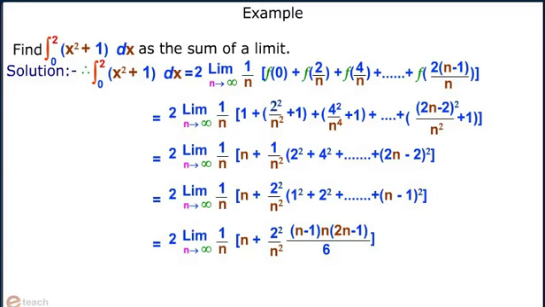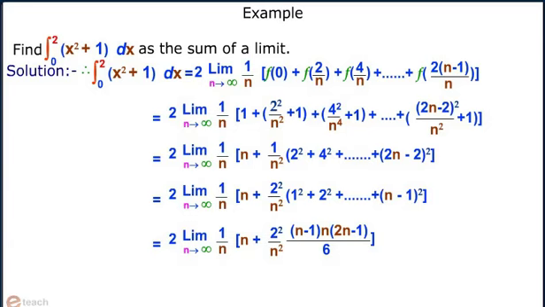So now taking 2 squared common, we get 2 into the limit as n tends to infinity of 1 by n into [n plus 2 squared by n squared into (1 squared plus 2 squared up to (n minus 1) whole squared)].